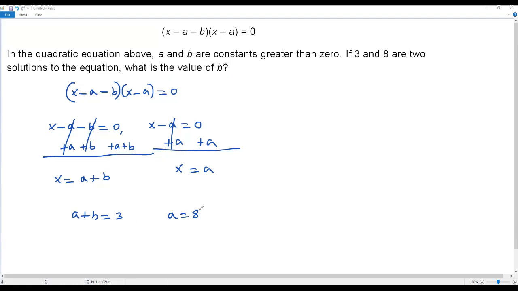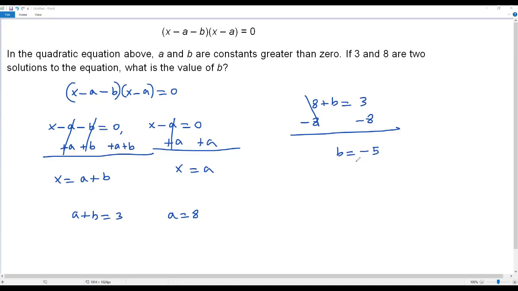Our aim is to find the value of b. So to get the value of b, we have to plug in a = 8 into the first equation, because we got a = 8 over here. So let me do it. Plugging in 8 for a, I'm getting 8 + b = 3. To solve for b, I have to get rid of this 8. For that, I have to subtract 8 from both sides. When I do so, the positive 8 and negative 8 cancel. I'm getting b equals 3 minus 8, which is negative 5.